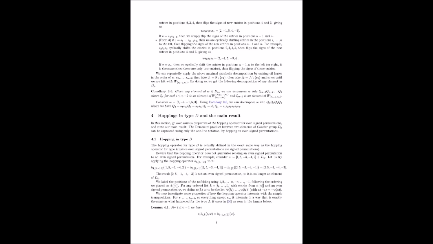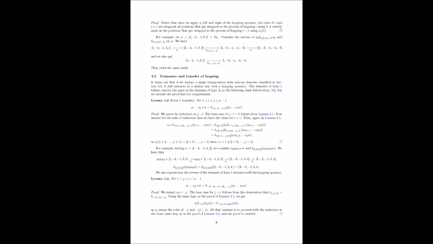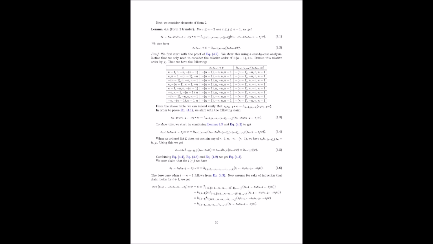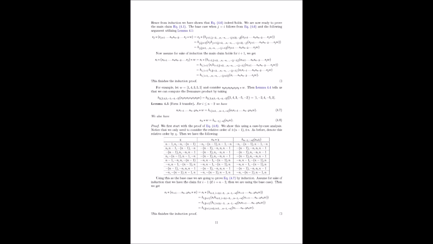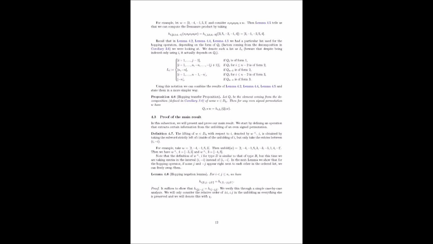Type B Coxeter groups deal with signed permutations, which are like permutations, but with an added layer of complexity. Each number can be either positive or negative. So it's like our deck of cards analogy, but now some cards might be face up and some might be face down. Exactly. That adds an interesting twist. That's a great way to visualize it. To handle these signed permutations, the paper introduces this neat trick called unfolding. Essentially, they transform a signed permutation into a longer permutation by adding a reversed copy with flipped signs. I see. So they convert the signed permutation into a regular permutation. Right. And then can they apply the same hopping idea as in type A?